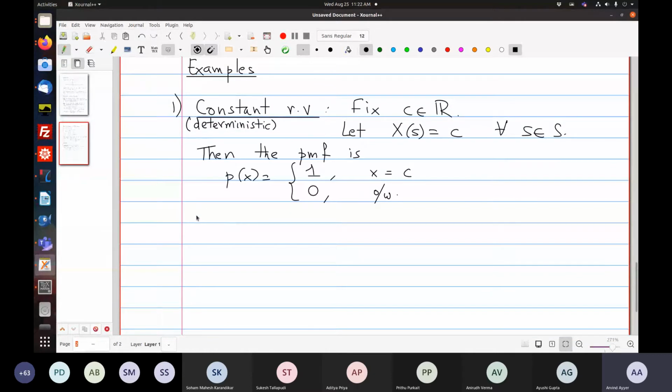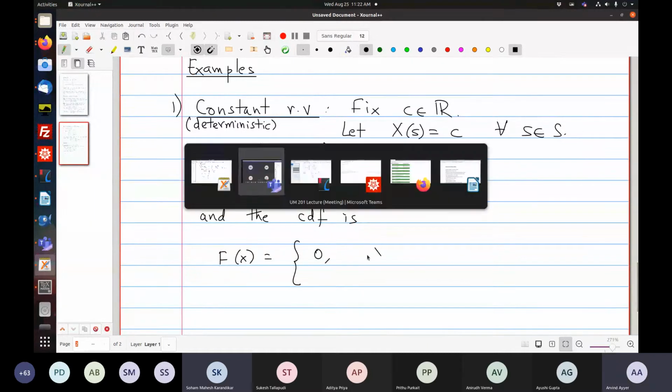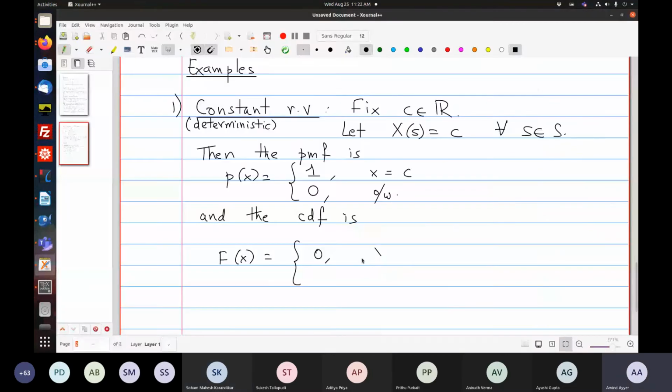All right. And what is the CDF? Again, I want someone to tell me. So it will be 0 when x is less than c, and when x is greater than or equal to c, it will be 1. Very good. Yes, Soham is right. So it's 0 when x is less than c, and is 1 for x greater than or equal to c.